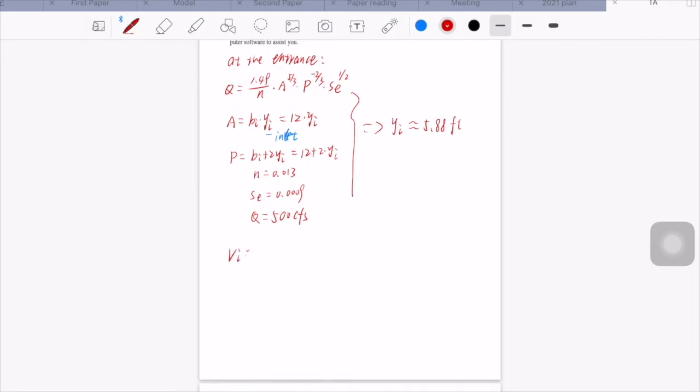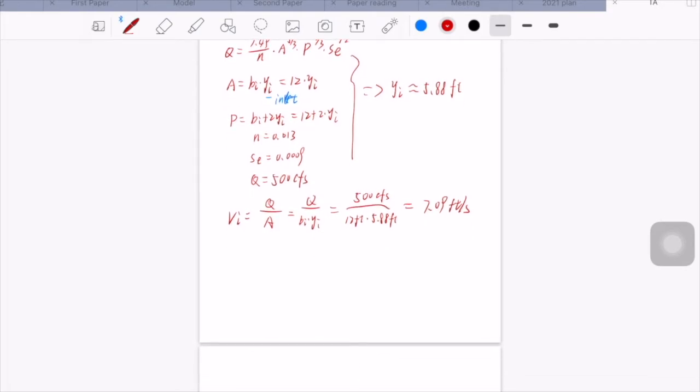Now we can determine the velocity at the entry. V_i equals Q over A, and A equals b_i times y_i. So it equals 500 cubic feet per second divided by 12 feet times 5.88 feet. So the velocity equals 0.09 feet per second.